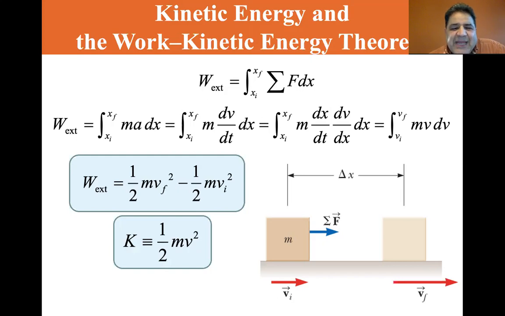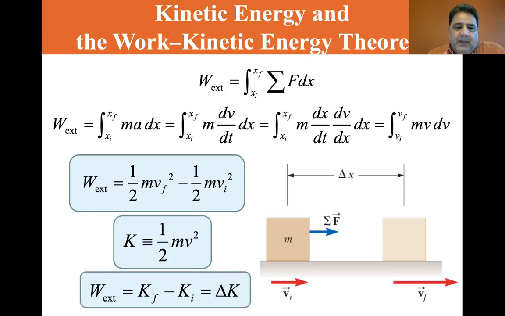So the kinetic energy is equal to 1/2 mv squared. And the work is equal to the change in kinetic energy, in other words, the final kinetic energy minus the initial kinetic energy, that's equal to delta K. Quite often, the initial kinetic energy is 0, so it just ends up being 1/2 m v final squared. That's not always the case, but that is the case often.